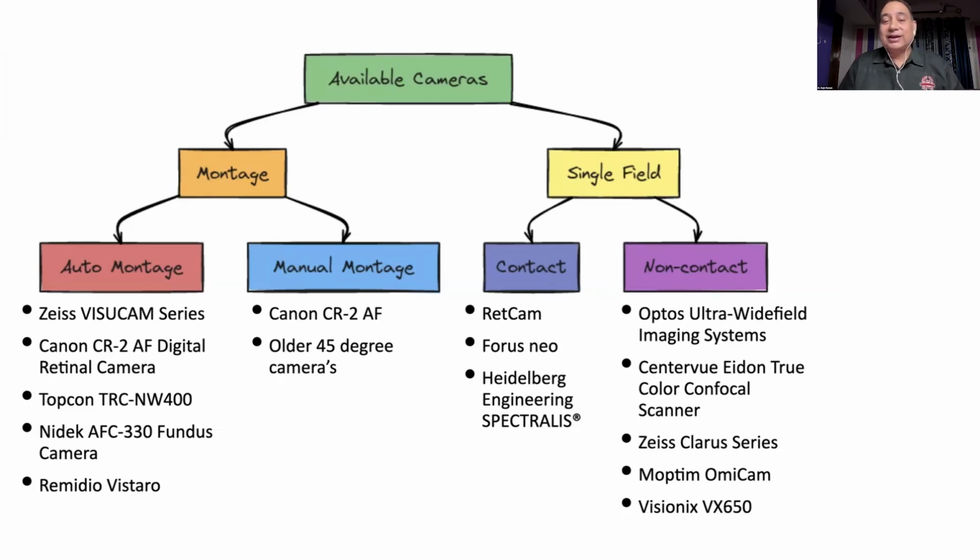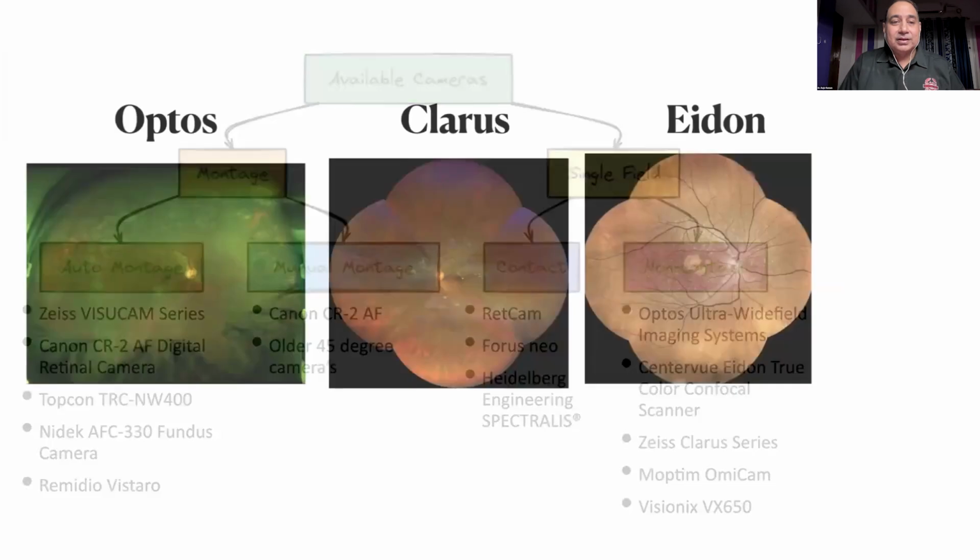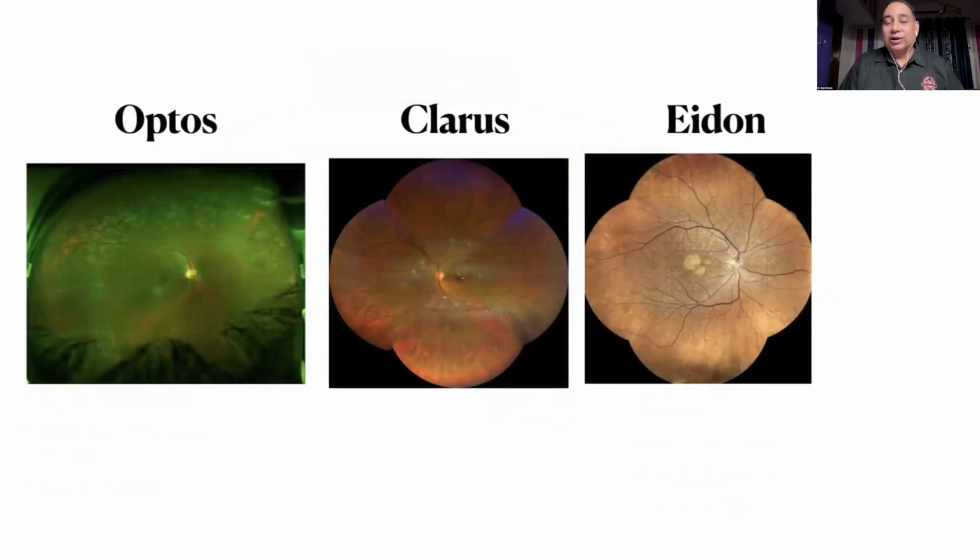Single field, you have the contact ones. Mainly, we've been using them for neonates in ROP screening, the RedCam and the Forus Neo. The Heidelberg Engineering Spectralis also uses a contact system, and you can get 110-degree images. The non-contact ones are the Optos, the IDON, the CenterView, the Zeiss Clarus systems. And from China, we have Mootek and Visionix systems, which can definitely give us ultra-wide field imaging using a non-contact system. All of them seem to give good quality images.